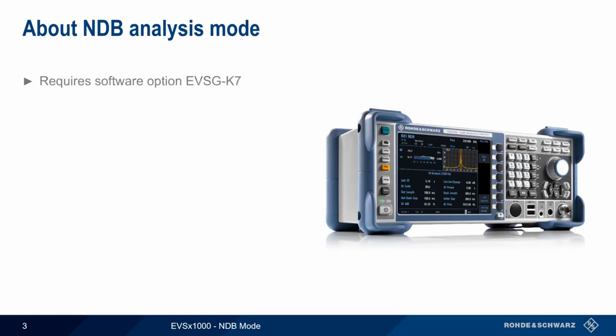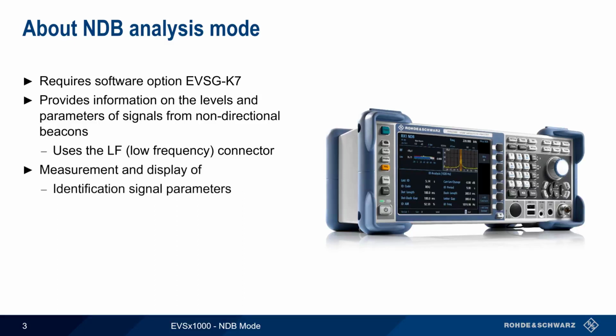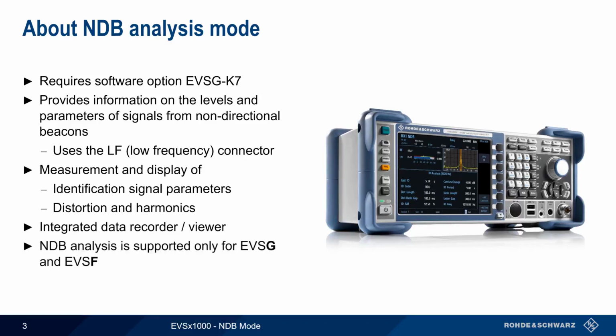NDB analysis is enabled by software option K7 and provides information on signals from non-directional beacons. Note that these measurements are made using the EVS's low-frequency, or LF connector, rather than the RF connector used for most other measurement modes. Measurements include both the parameters of the identification signal, as well as measurements of distortion and harmonics. Measurement data can also be recorded for viewing on the EVS or for external analysis. Note that NDB analysis is only supported for EVSg and EVSf models.